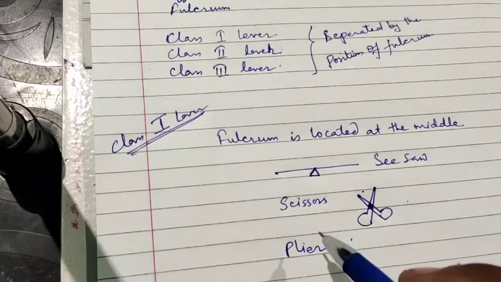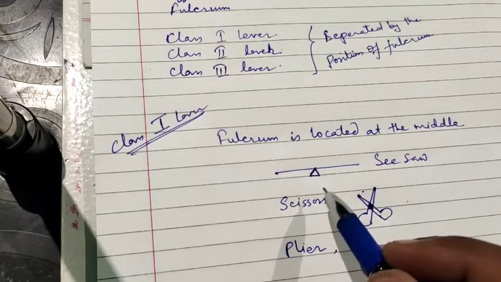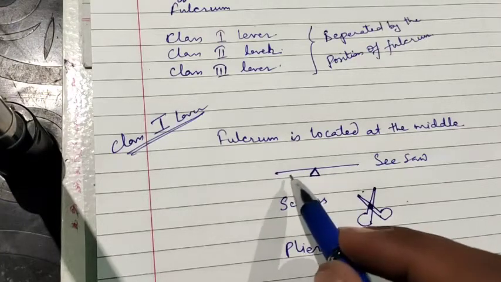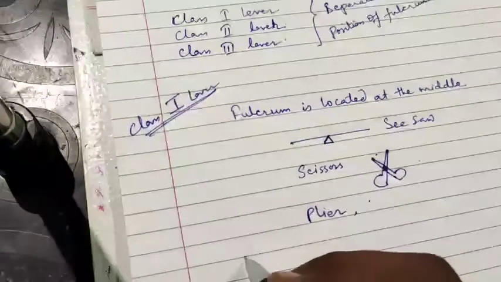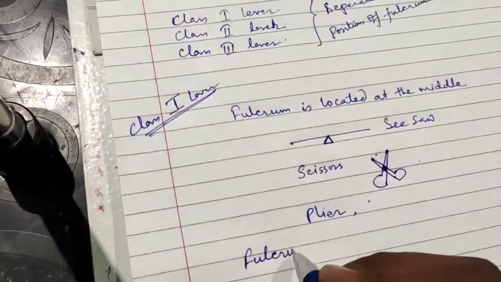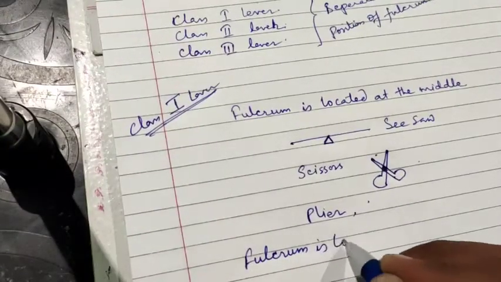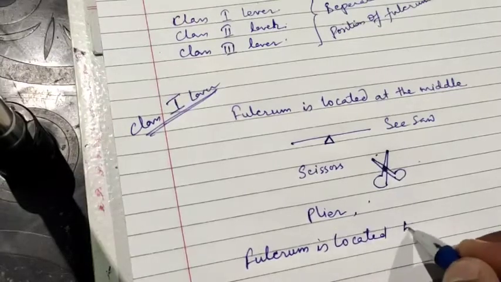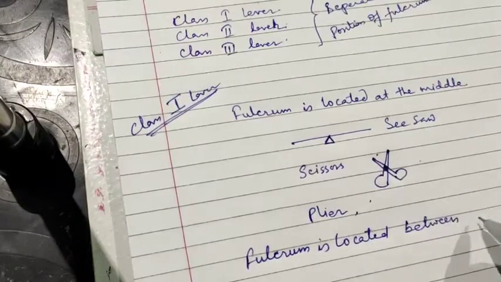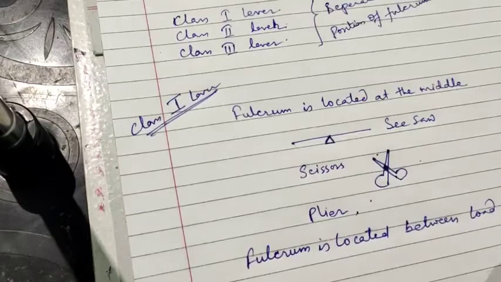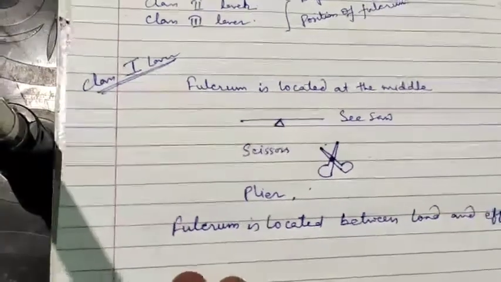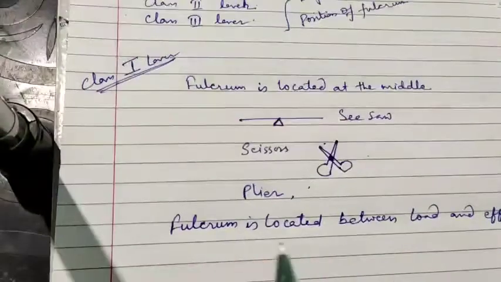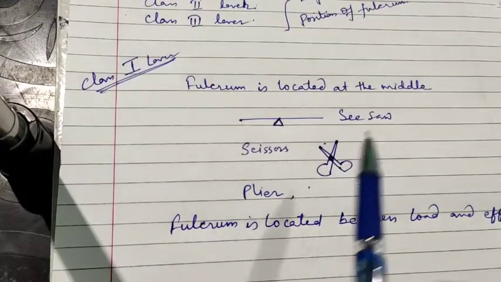You can define first class lever as the lever in which the fulcrum is located at the middle, or we can say the fulcrum is located between load and effort. This will be the appropriate definition for the class 1 lever.